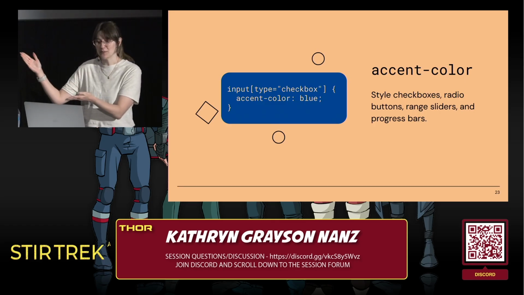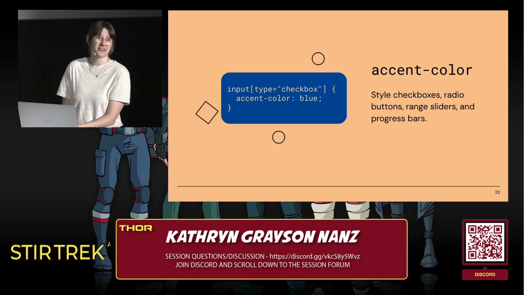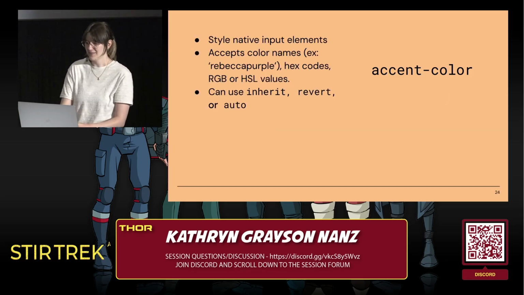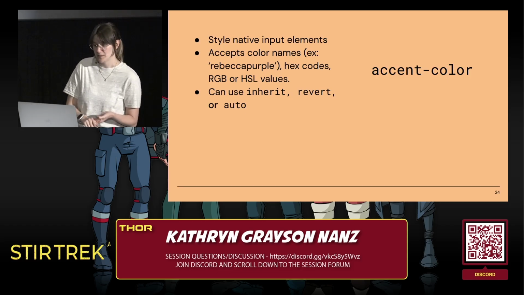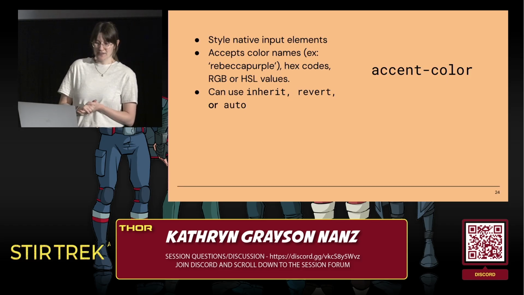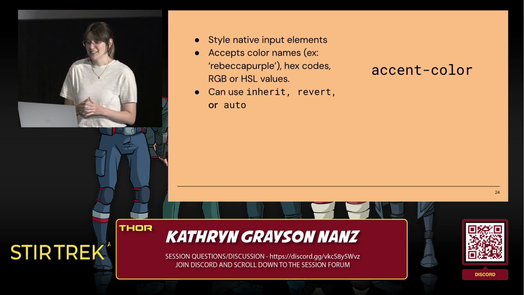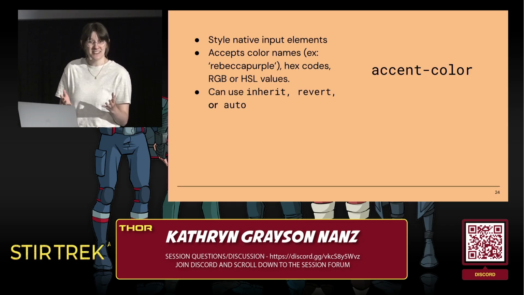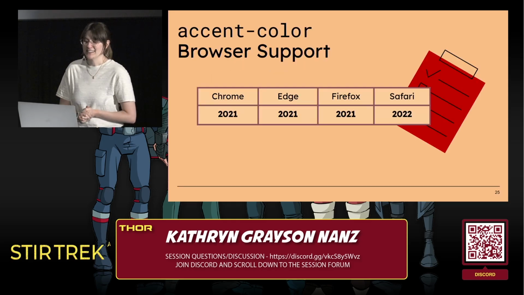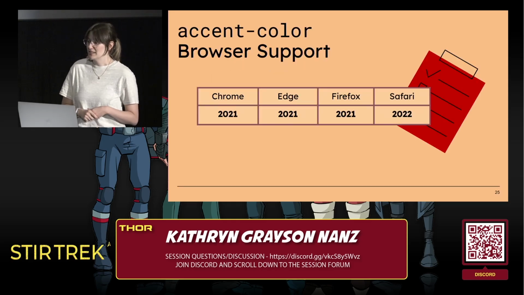We have added blue support, and all the other colors, for that matter, with the accent color property. Accent color can be applied to checkboxes, radio buttons, range sliders, and progress bars. You can define it using all the kind of normal things, color names, hex colors, RGB, HSL, or you can leverage things like inherit, revert, or auto. This is one of those things that kind of feels like it's always been in CSS, like a little bit of that misremembering effect, because it feels crazy that it has not always been there, honestly. Accent color was added to Chrome, Edge, and Firefox in 2021, with Safari picking it up the next year to complete major browser support.